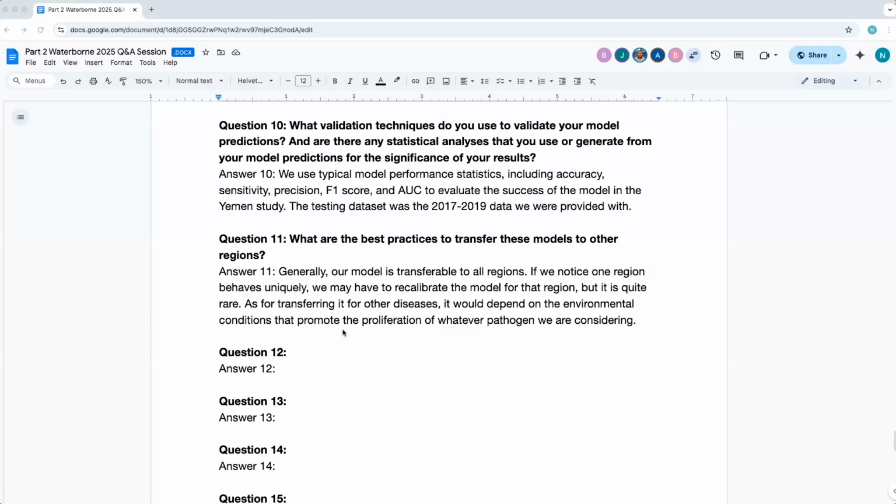So we've done it for regions of Haiti, regions of Africa, regions in Asia, as well as in Europe, such as in Ukraine. So thankfully, it's very transferable. However, transferring it to other diseases might be more complicated, as that would depend a lot more on the environmental conditions that promote those pathogens. But for cholera, we're able to run it for any region of the world, thankfully.